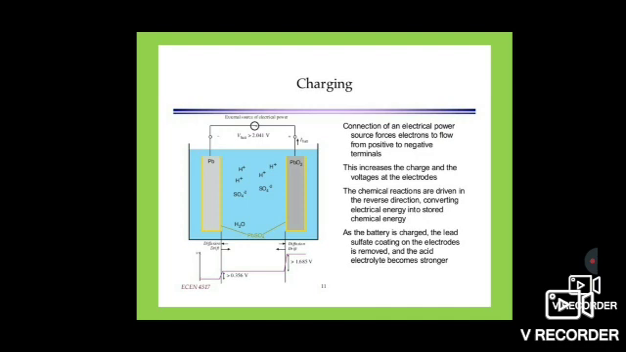See the working of charging. Connection of an electric power source forces electrons to flow from the positive to the negative terminal. This increases the charge and the voltages at the electrodes. The chemical reactions are driven in the reverse direction, converting electrical energy into stored chemical energy. As the battery is charged, the lead sulfate coating on the electrodes is removed and the acid electrolyte becomes stronger.